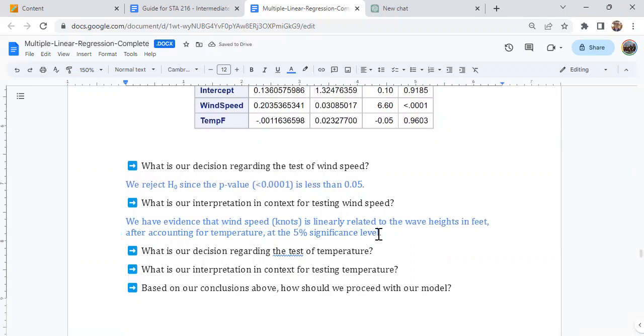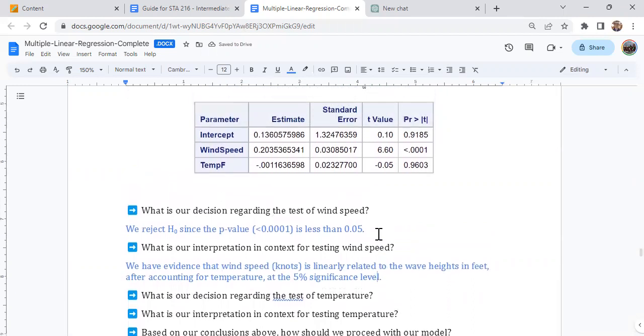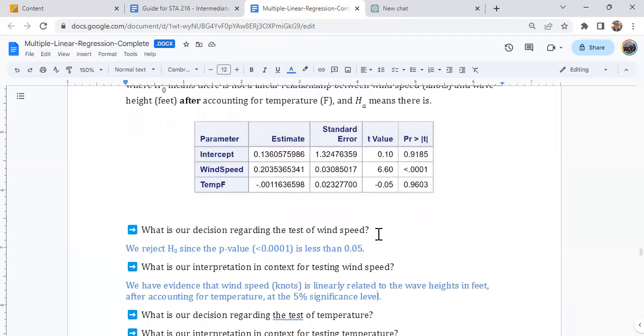And this is almost there. But this is still leaving something a little ambiguous that we can be more specific about. So we're saying there's a linear relationship, but it's important to be specific about that relationship, right? Right, if it's positive or negative.